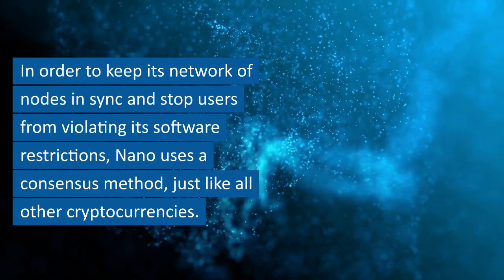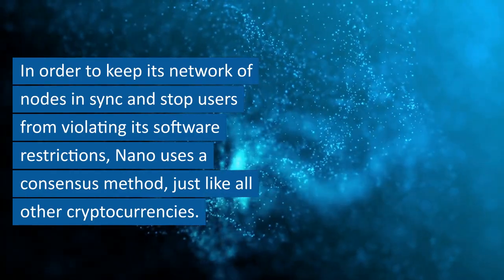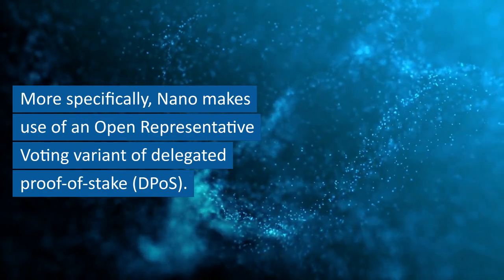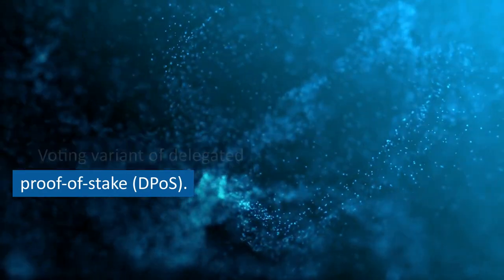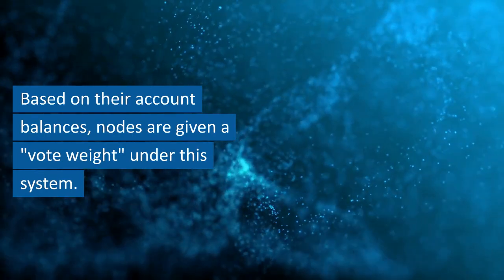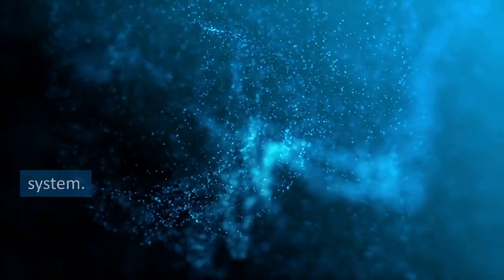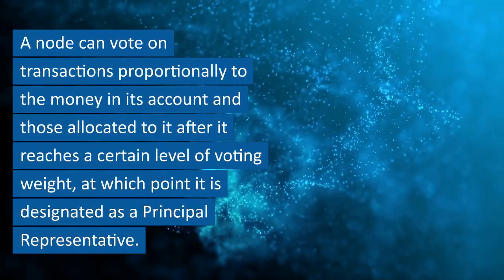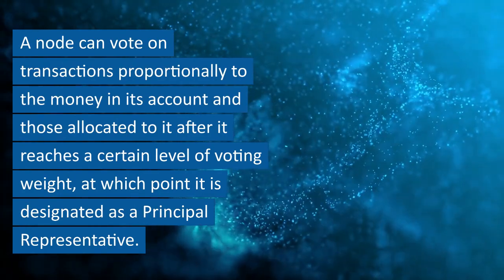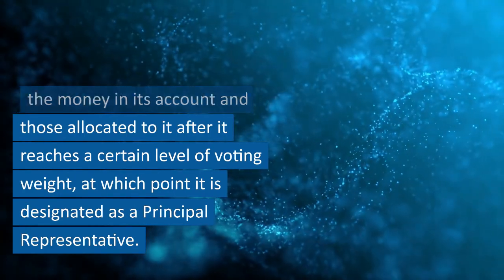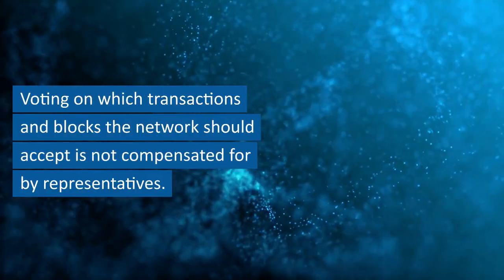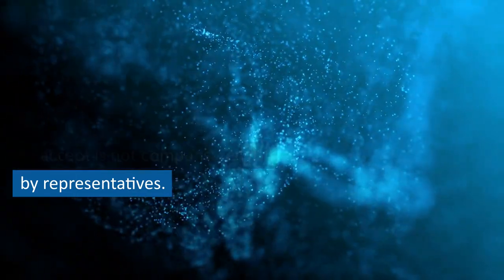In order to keep its network of nodes in sync and stop users from violating its software restrictions, Nano uses a consensus method, just like all other cryptocurrencies. More specifically, Nano makes use of an open representative voting variant of delegated proof of stake, DPoS. Based on their account balances, nodes are given a vote weight under this system. They then have the option to use or distribute their votes to another network node. A node can vote on transactions proportionally to the money in its account and those allocated to it after it reaches a certain level of voting weight, at which point it is designated as a principal representative. Voting on which transactions and blocks the network should accept is not compensated for by representatives.